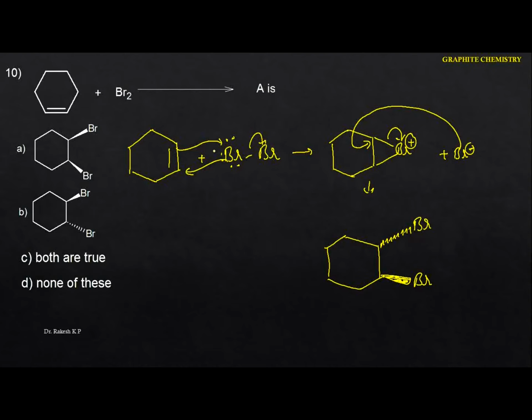So addition of bromine to the alkene is always anti-addition. This is what you are going to call anti-addition. If we are talking about hydrogen, it is syn addition. But here we got an anti-addition product. So hence the option is B. The option is B. Okay, next one.